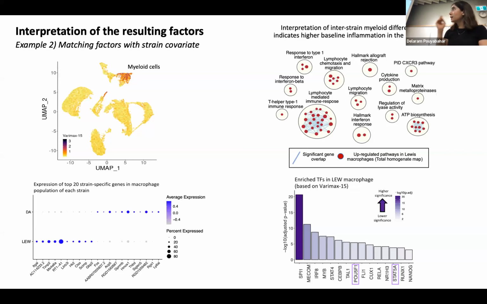By interpreting and putting together all of these results, we hypothesized that the myeloid population indicated a higher baseline inflammatory state in the Lewis rat compared to the dark agouti rat, which our collaborators, Sai in the McFarland lab, were able to validate experimentally.